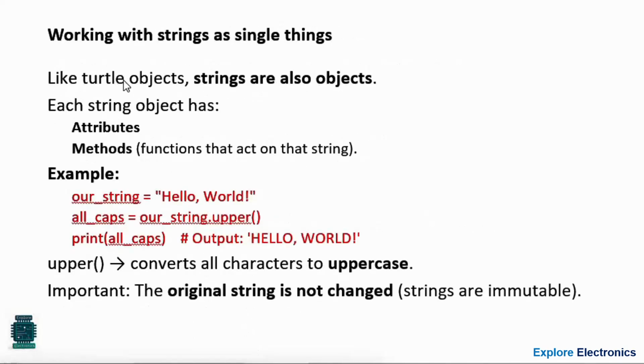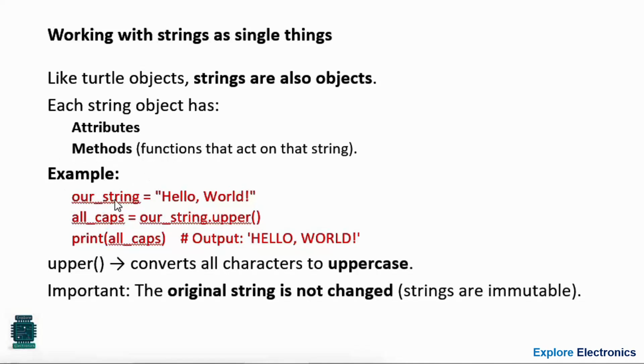Here, like turtle objects, strings are also objects. Each string object has attributes and methods. A method is nothing but a function that acts on the string. We have seen functions in the last concept of Module 1, right? That is what a method is.